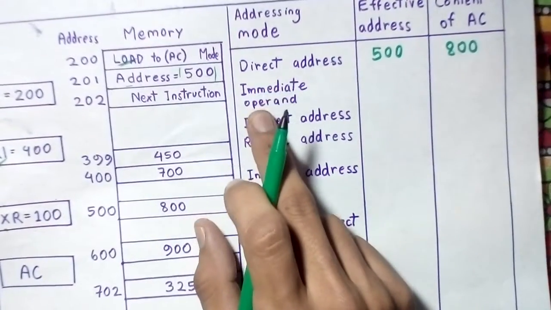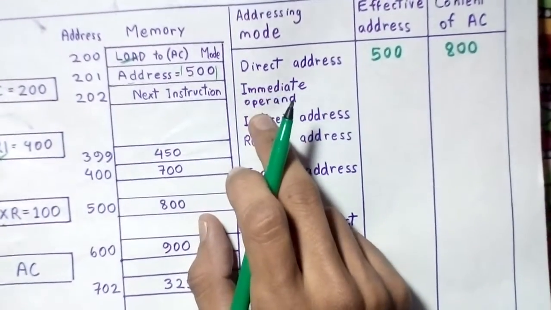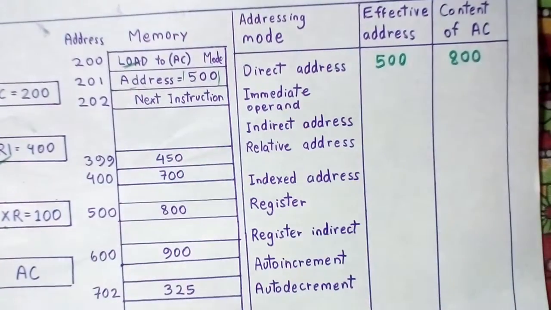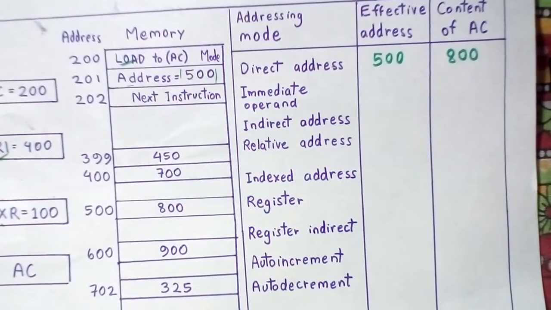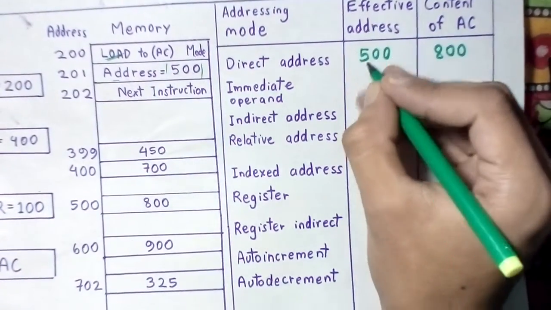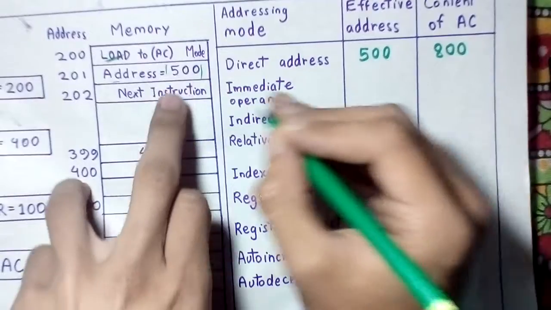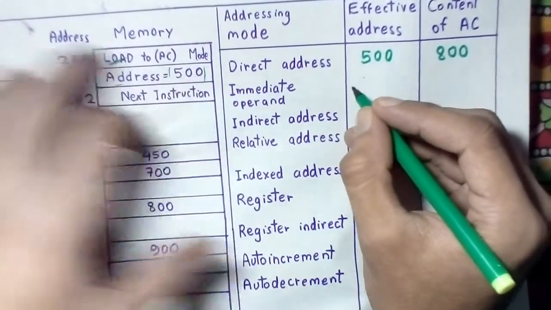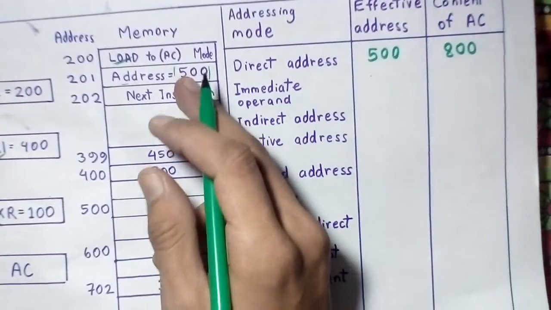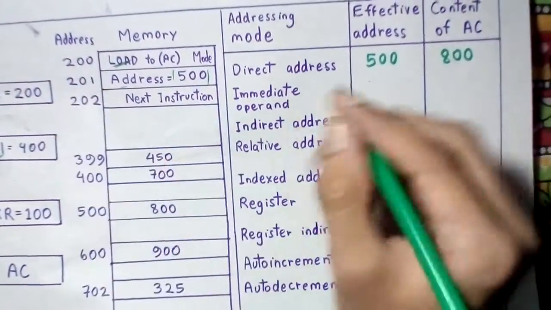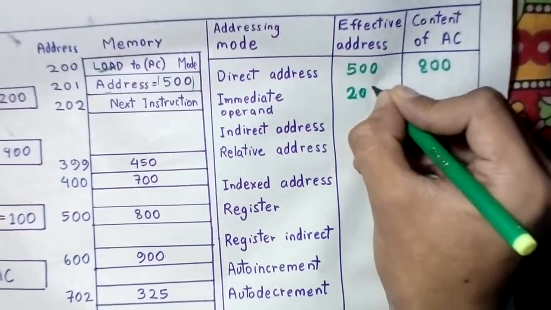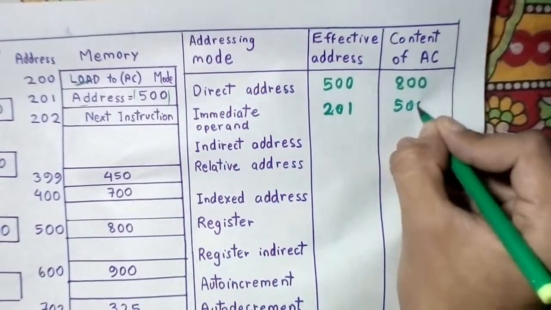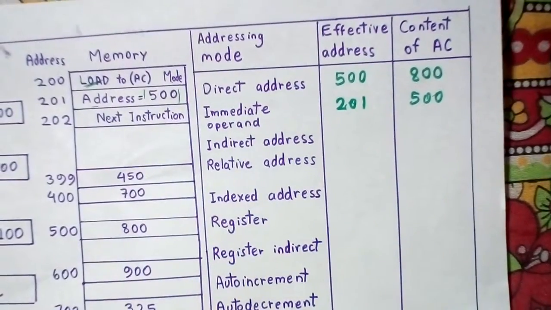Now in case of immediate operand, whatever value is there in the address part is directly the operand. So what we have to do here is find the effective address. Immediate operand, the operand is 500. The effective address will be 201 because the operand is found at this position. Immediate is 201, and the content of AC will be 500 because 500 is loaded to this.